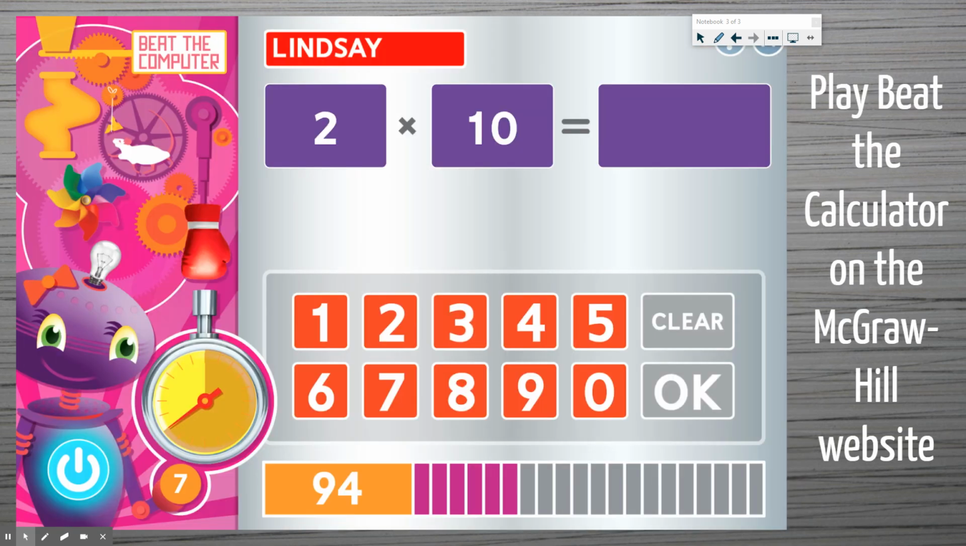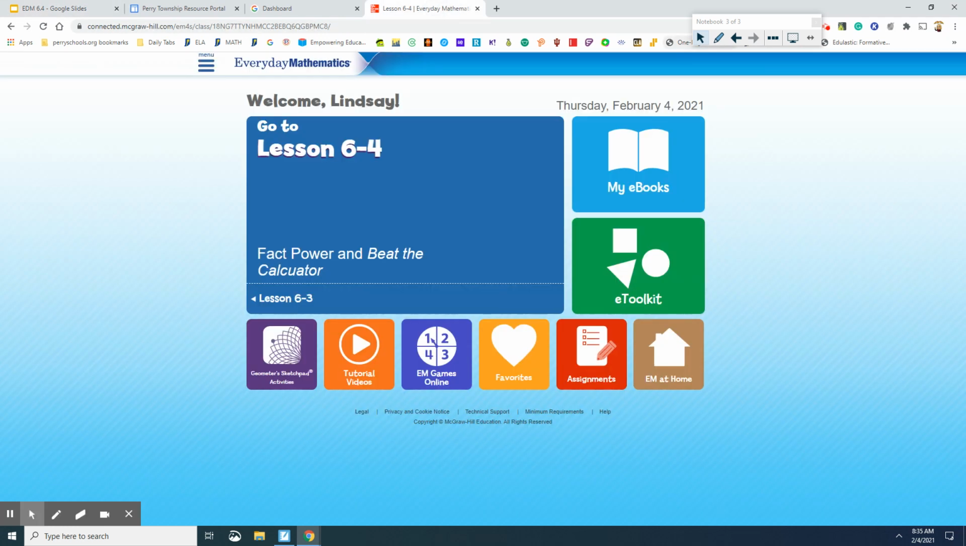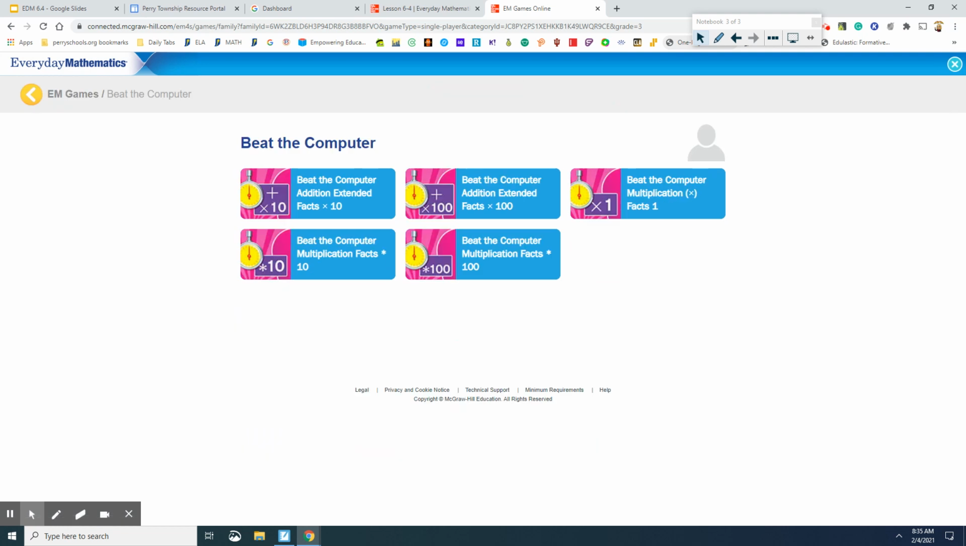And then the last thing is you're going to play Beat the Calculator on the McGraw-Hill website. And when you go to your period page, you'll go to McGraw-Hill, you'll log in and you'll get to your home screen, click on Everyday Math Games, and then Beat the Calculator is at the top right, so you'll click on that. And we're going to be focusing on this one right here: Beat the Computer multiplication, facts 1. So that's the one that we're going to focus on.